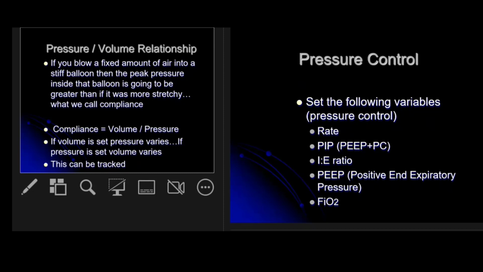In a volume mode where you set the volume, the pressure is going to vary and it puts you at risk for what? Barotrauma. Because you're setting the volume. So when you set volume, it puts you at risk for barotrauma. And so you have to worry about that and you have to track it.